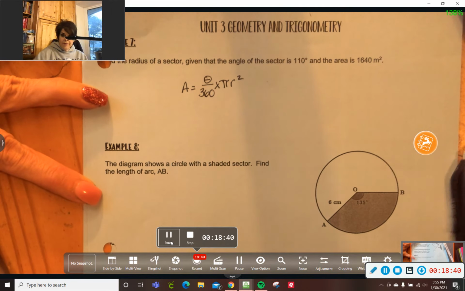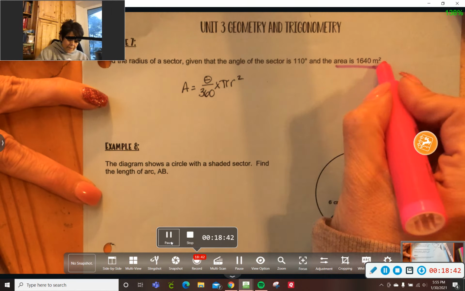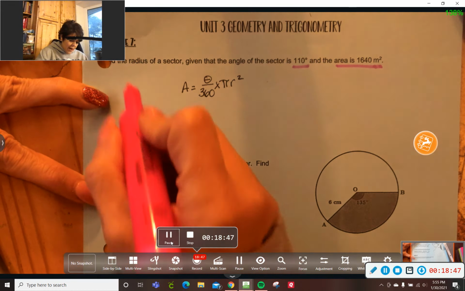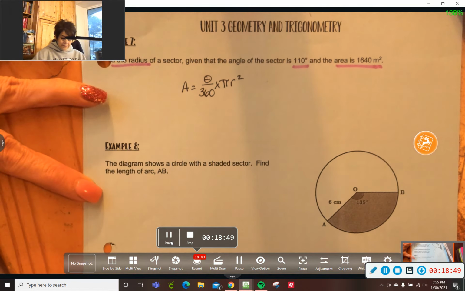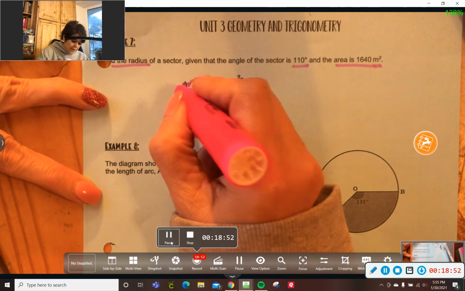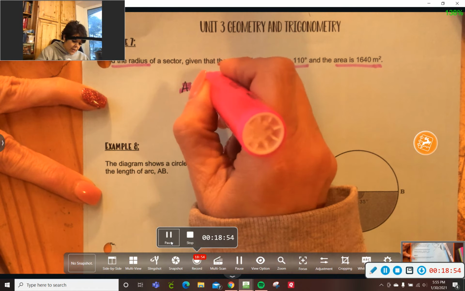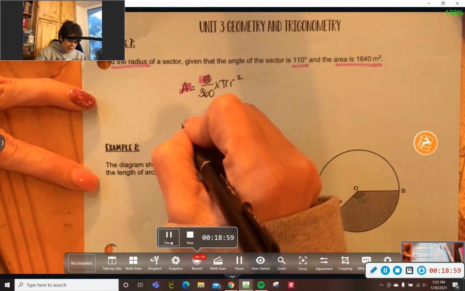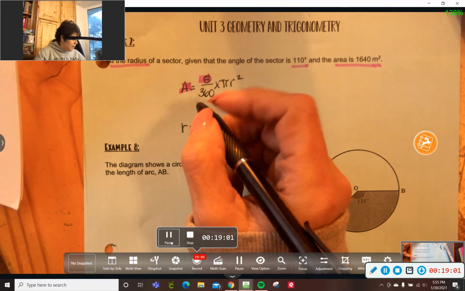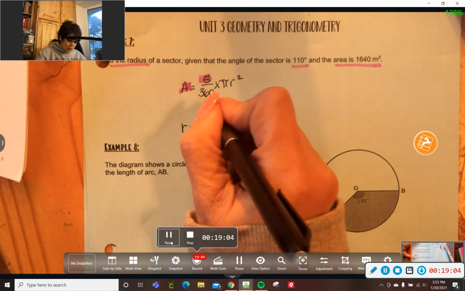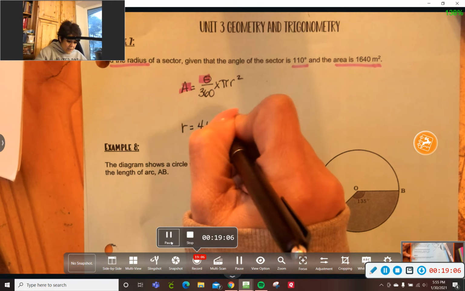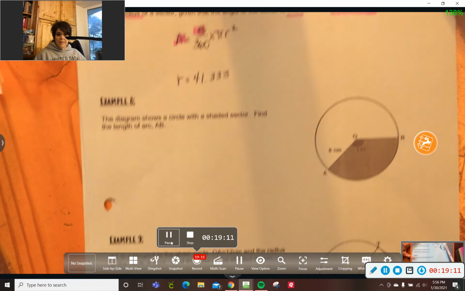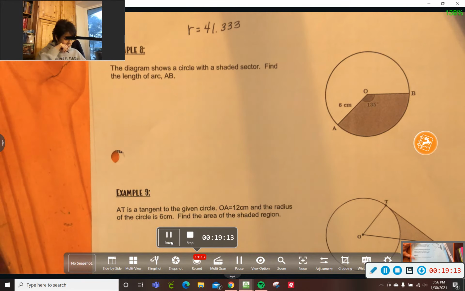What do you know? You know the area. You know the degree. And you're trying to find the radius. Surely you can plug that in. I'm going to tell you that I got that the radius, after doing a lot of math, was 41.333 or 41.3 meters. All right, on to the next one. You can work that one. These are all so easy.